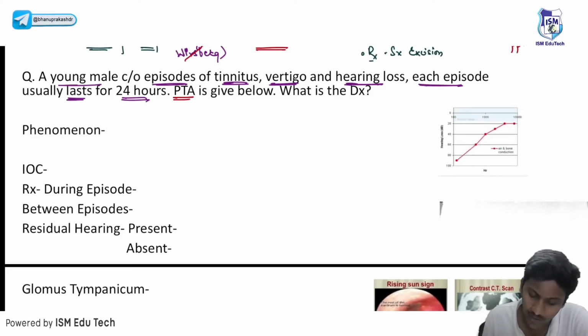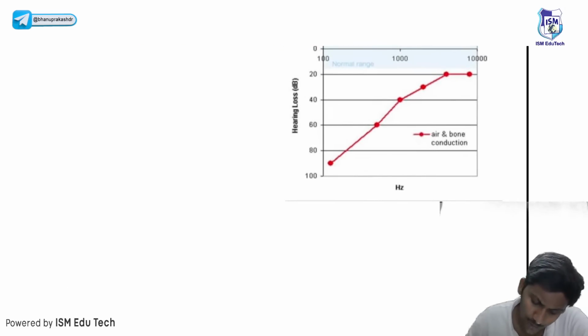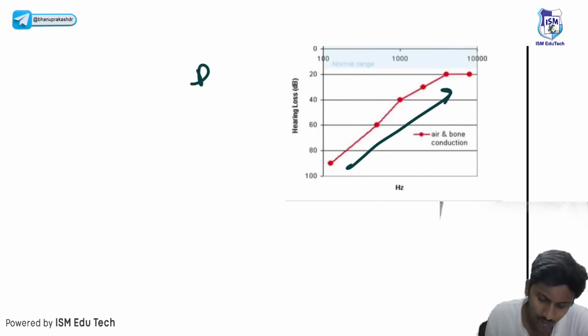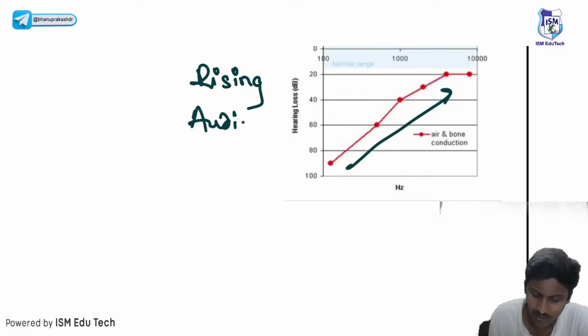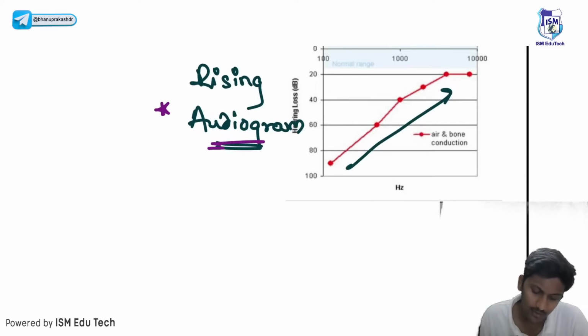The pure tone audiometry has been given below. What is the diagnosis? What does the pure tone audiometry show you? The pure tone audiometry shows that there is a rising audiogram over here. This is a case of rising audiogram. Make the diagnosis. Answer me in the chat box. Sloping audiogram is seen in cases of presbyacusis or age-induced hearing loss, whereas rising audiogram is seen in this condition.